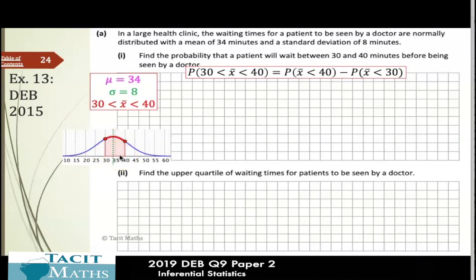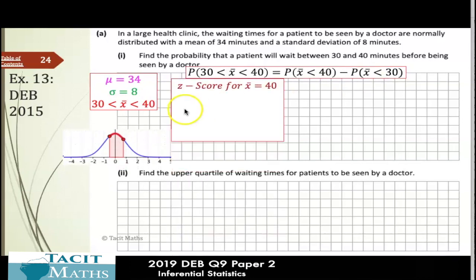Your first step is we want to get the probability that it's less than 40. Then you want to get the probability that it's less than 30, and we're just going to subtract one from the other. Those steps should be very straightforward for you. So first up, we get a z-score for 40. Into our z-score formula, it's going to be 40 minus 34 over 8, which is 0.75.